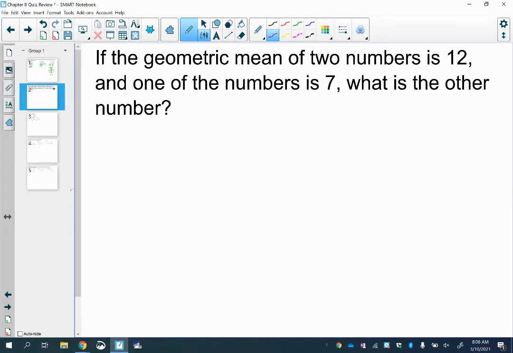If the geometric mean of two numbers is 12, that means 12 is the square root of 7 and some other number, so 7 times x. To solve this, we have to get rid of this radical, and to get rid of a radical, we square both sides. 12 squared gives me 144.